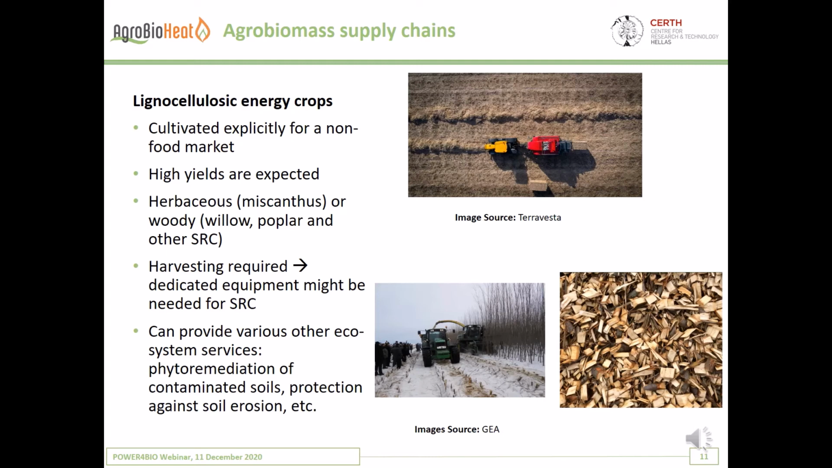Beyond the energetic use, this type of crops can also provide, depending on the context, various other ecosystem services. They can provide, for example, phytoremediation of contaminated soils. They can protect the soil against erosion, or even increase local biodiversity. It really depends on the occasion.